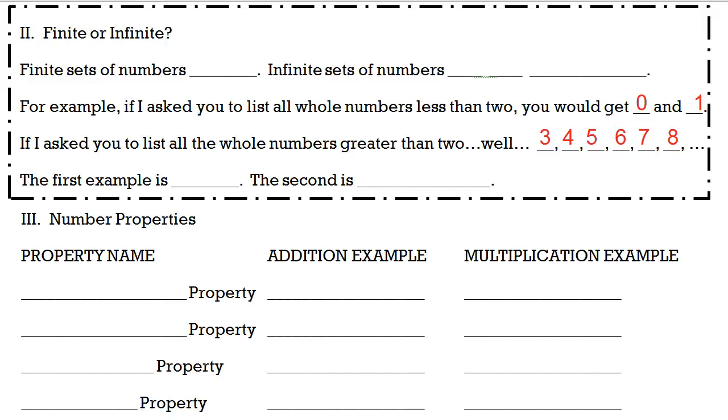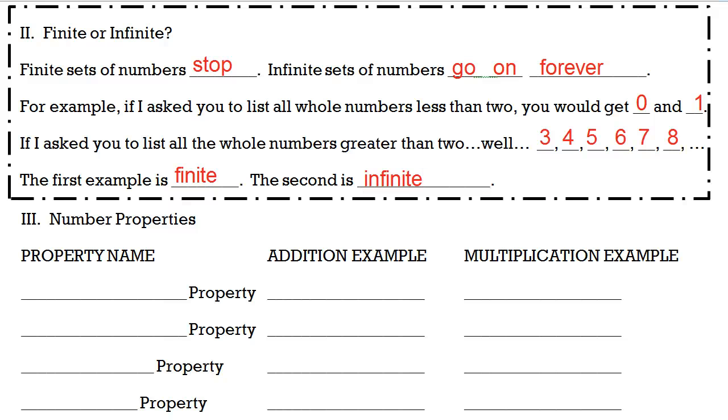See, a finite set of numbers stops. So finite sets stop. Infinite sets of numbers go on forever. That's the difference. So the first example I gave you, all whole numbers less than 2, that is a finite set of numbers. The second list I gave you is an infinite set of numbers.